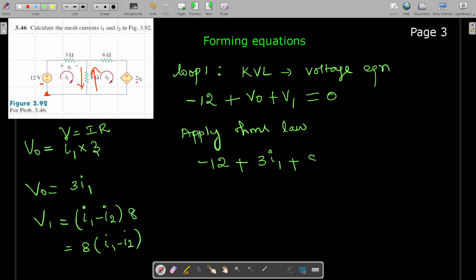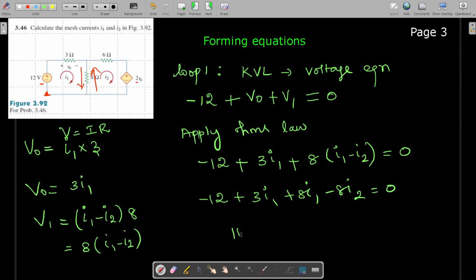So now we can substitute it. So 8 into I1 minus I2, that is equal to 0. So now we elaborate this. So plus 12 plus 3I1 plus 8I1 minus 8I2, that is equal to 0. So it is 11I1 minus 8I2, that is equal to 12. This is our first equation.